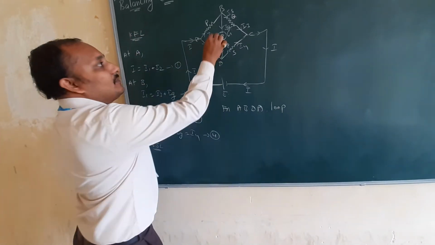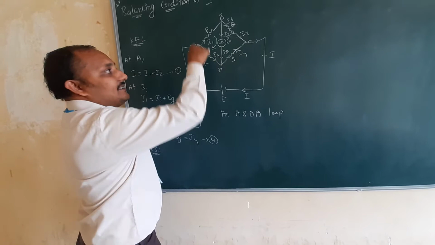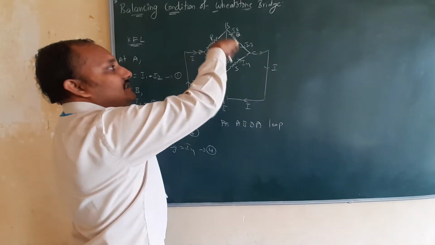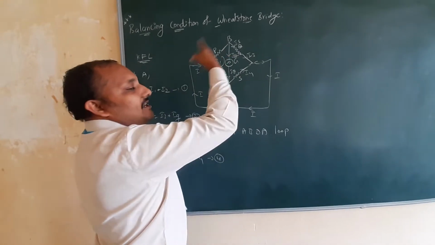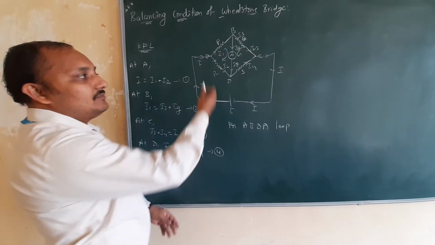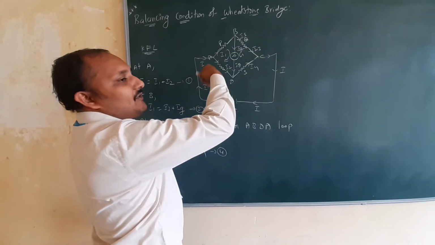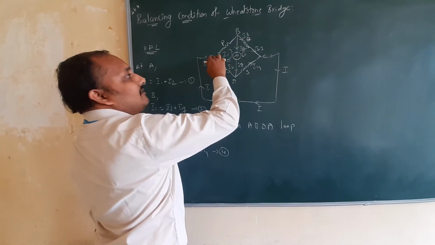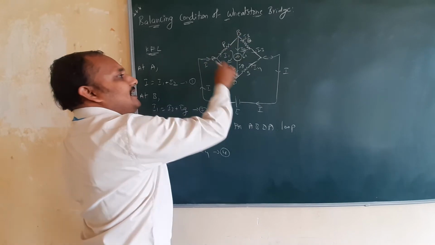For A, B, D, A loop, I am taking loop direction like this. Anti-clockwise or clockwise. This is anti-clockwise, this is clockwise. I am taking clockwise, A, B, D, A loop. You can take reverse also. Everyone will follow the same loop. Therefore, A, B, D, A. Where am I starting? At A. Where am I ending? At A.